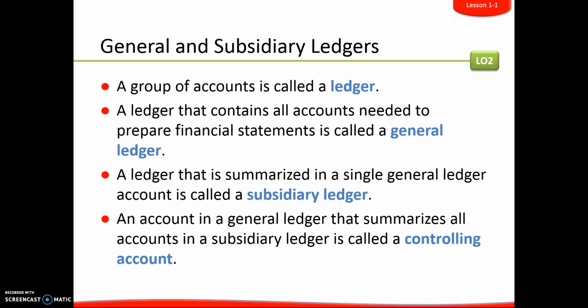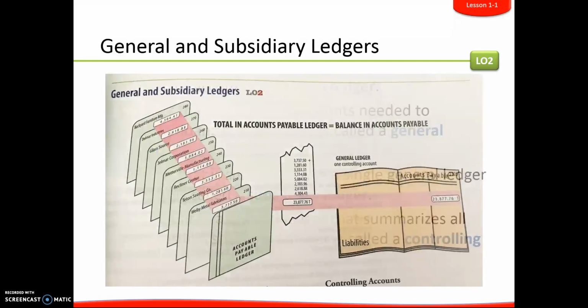An accounts payable ledger is for all of our vendors, the people that we buy product from on account. And our accounts receivable ledger is for all of the individuals that purchase merchandise from us on account. So those are called controlling accounts, accounts payable and accounts receivable. And then everything else in between would be considered a subsidiary account.